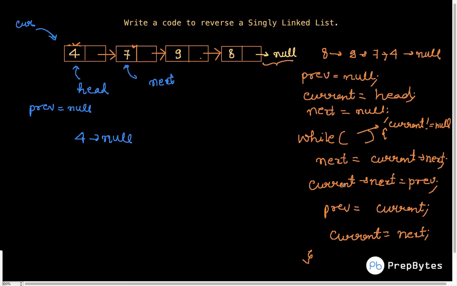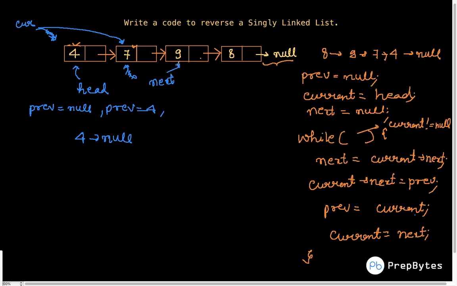Okay. Now we put prev equal to current, so now my prev becomes 4. And then we do current equal to next. My current becomes 7, so my current starts pointing to this particular place. Now again we go here, we check if current is null. That is not the case, so this becomes true. We again do next equal to current next. So now this link gets broken.